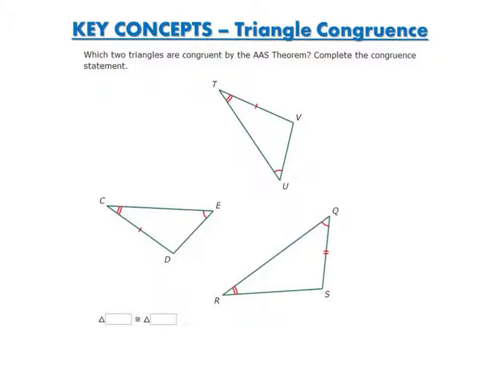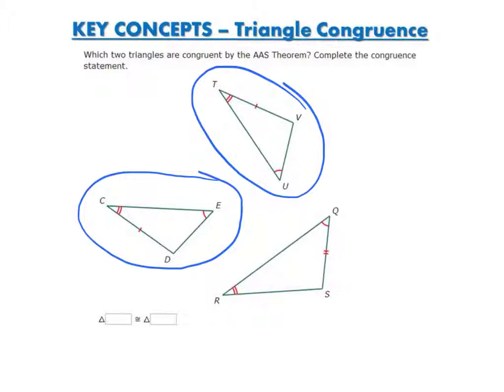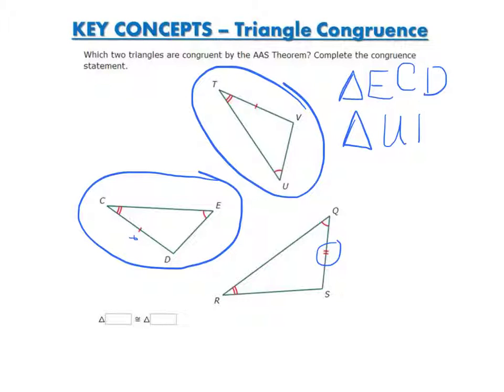This question asks which two triangles are congruent by the angle angle side theorem. So we're looking for two angles and a non-included side, and if you'll notice, they all have two angles and a non-included side. However, this triangle and this triangle have only one tick mark, where this one has two. So our congruent triangles are triangle ECD and triangle UTV.